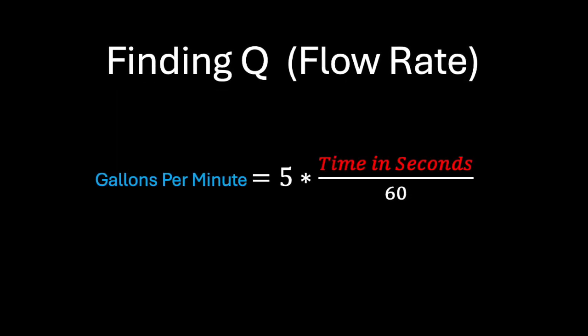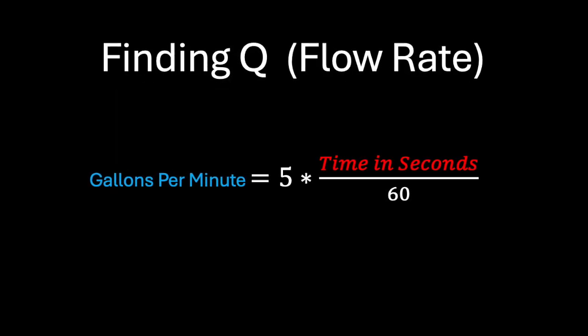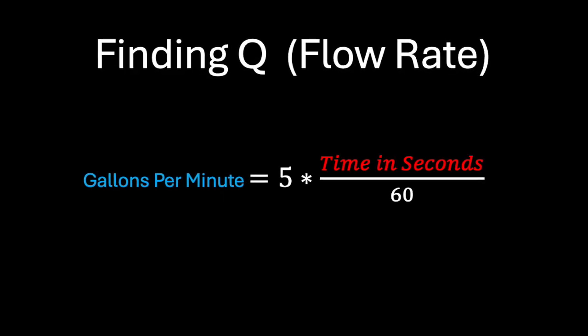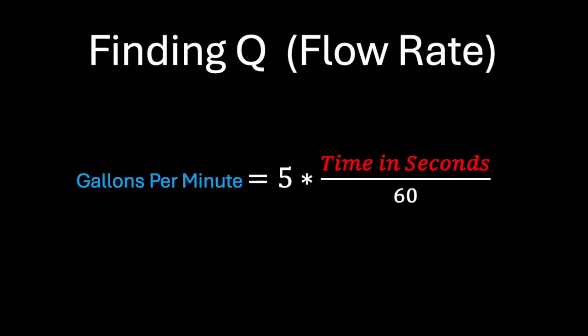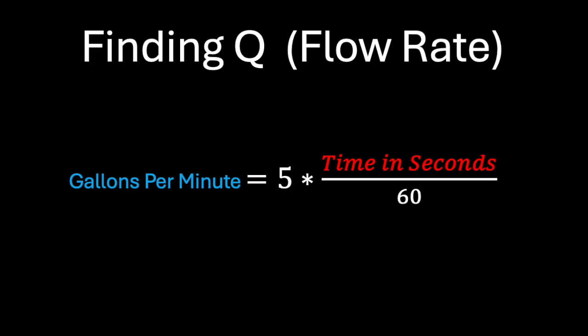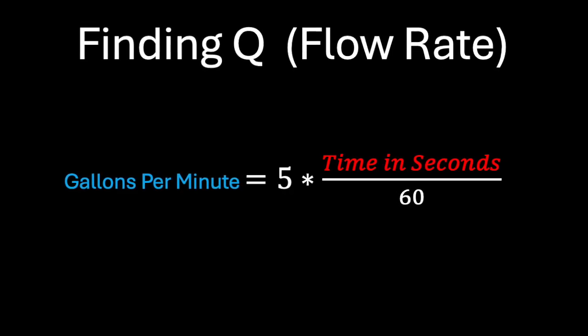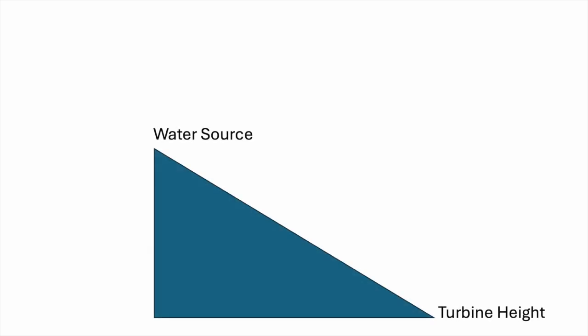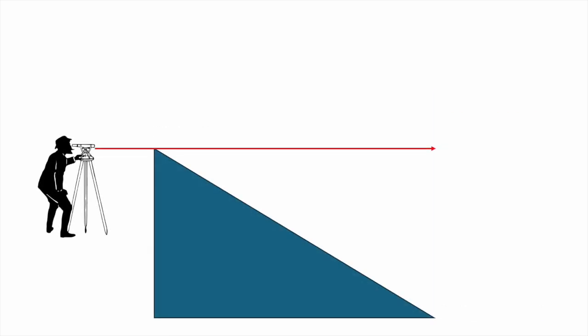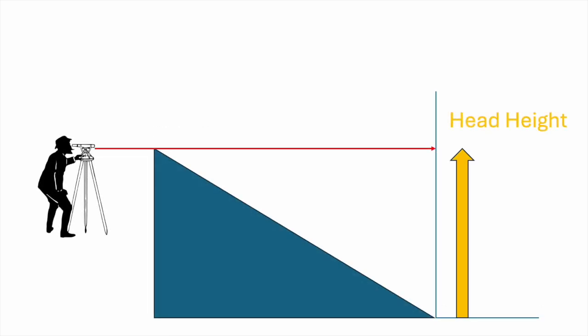Take the total time in seconds it takes to fill the bucket and divide it by 60, and then multiply 5 by this number. This will give you gallons per minute. For larger flow rates, a weir box may be necessary. Next, find H. This can be done with a transit and careful measurement, or with a garden hose from the water source to the discharge location.